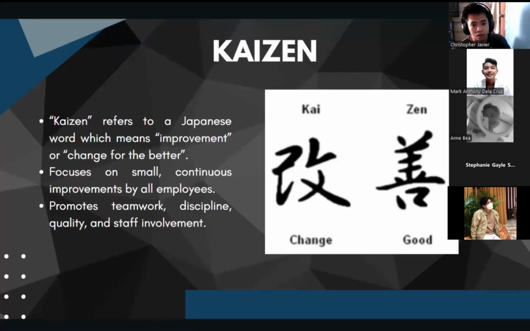So, Kaizen. Kaizen refers to a Japanese word which means improvement or change for the better, and it focuses on small, continuous improvements by all employees, and promotes teamwork, discipline, quality, and staff involvement. Kaizen is defined as a continuous effort by each and every employee, from the CEO to field staff, to ensure improvement of all processes and systems of a particular organization.